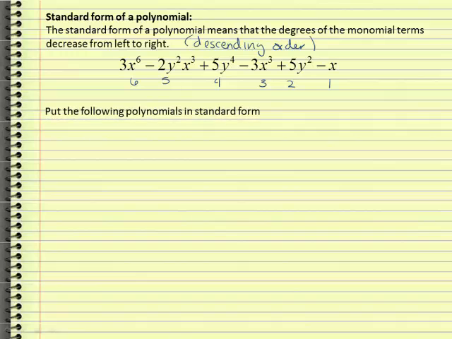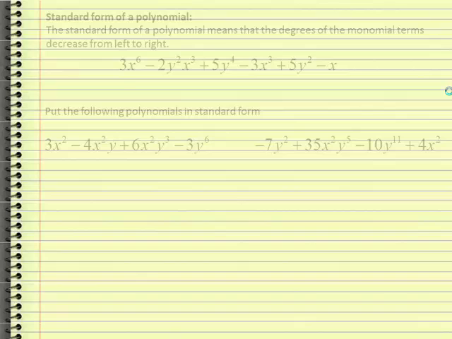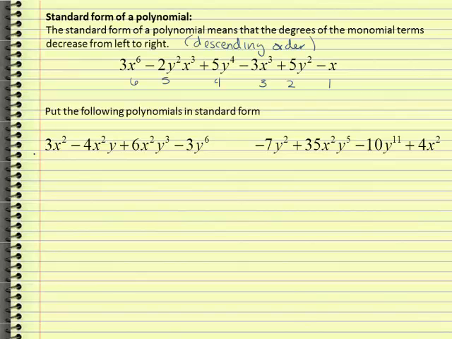So if I put the following polynomials in standard form, I have 2 polynomials. Okay. This one has a degree of 2. I have a 2 and a 1, so that's 3. 2 and 3 is 5, and then I have 6. So I have to go 6, 5, 3, 2. So negative 3y to the 6 plus 6x squared y to the third minus 4x squared y plus 3x squared. This is in descending order.